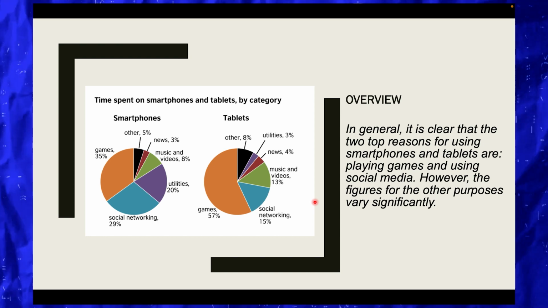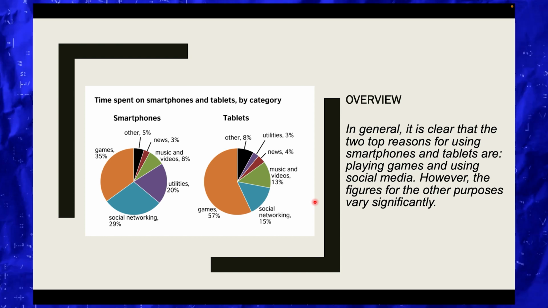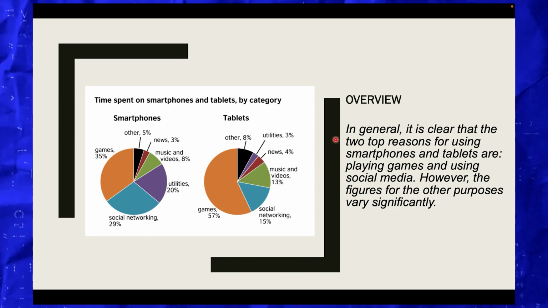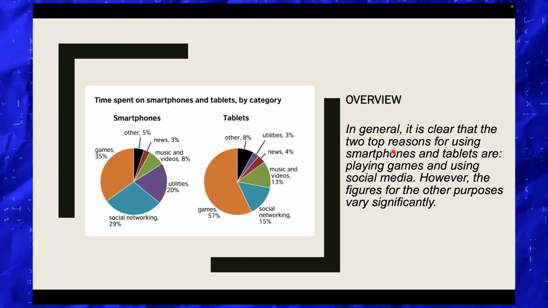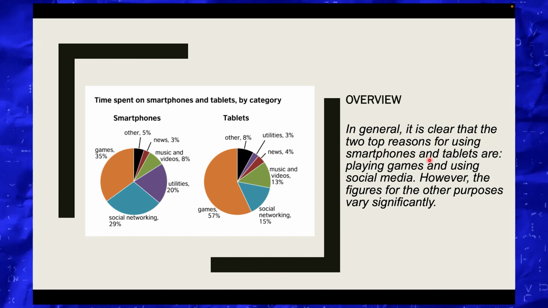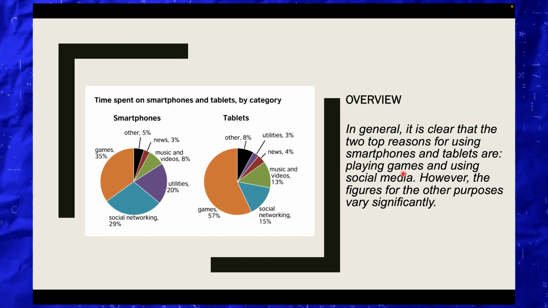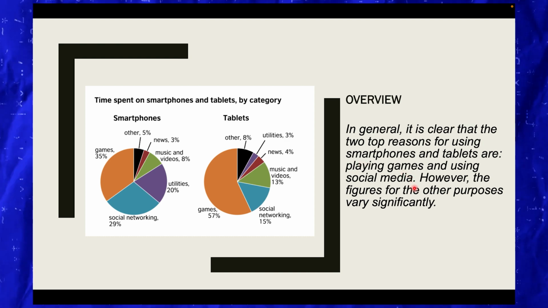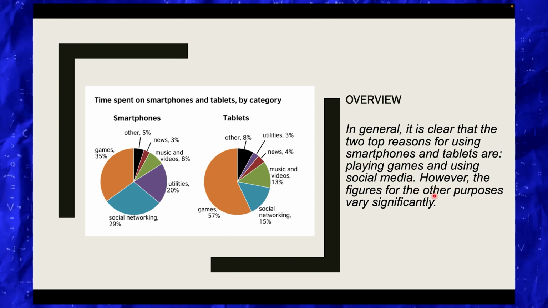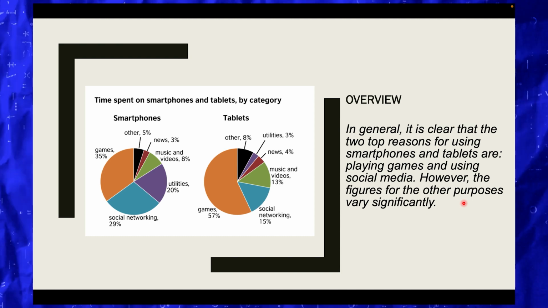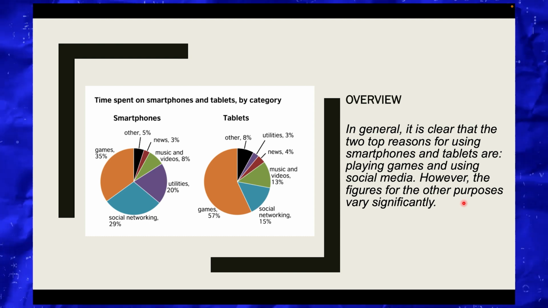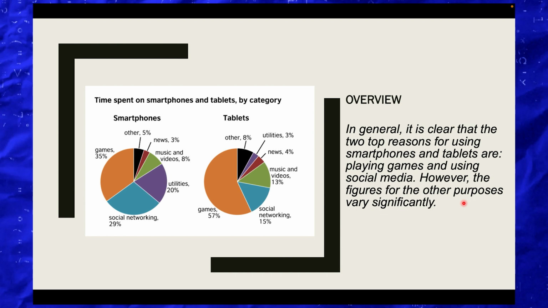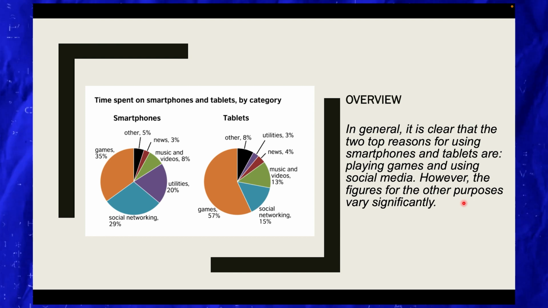So here's how our overview may look. We can begin by saying, in general, it's clear that the two top reasons for using smartphones and tablets are playing games and using social media. However, the figures for the other purposes vary significantly. That's all you need for two pie charts like this.